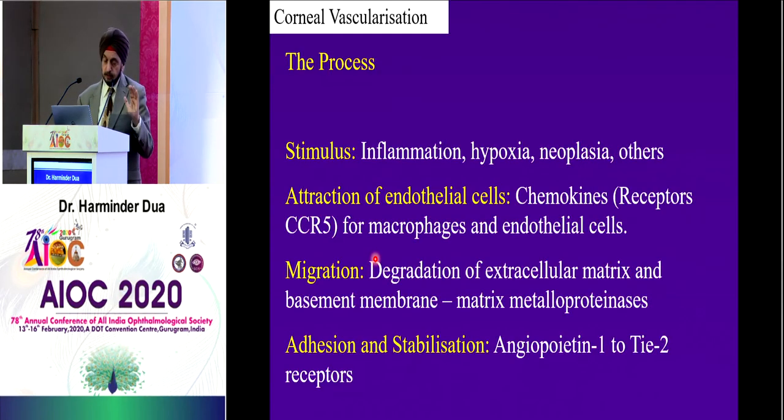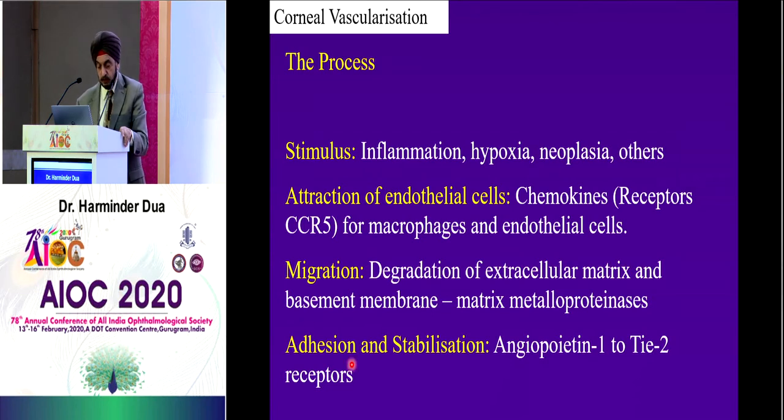In the process of vascularization, there has to be a stimulus, which is usually inflammation, we know hypoxia, neoplasia, whatever. There's attraction of endothelial cells by a lot of chemicals, chemokines, growth factors, etc. These attracted cells have to make their way into the cornea, they have to migrate. So to migrate, they have to degrade the compact tissue, and they usually release or rely on metalloproteases or enzymes to make the passage. So if somebody's walking through a thick forest, you need something to cut the foliage as you walk, so exactly the same thing.